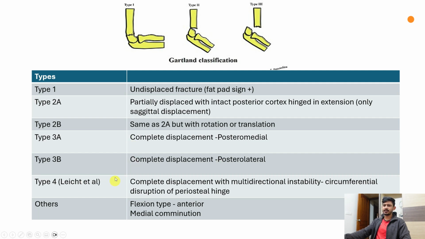So that usually reduces an extension type fracture. But what happens in a type 4 is, whether you flex the elbow or extend the elbow in an attempt to reduce, there will be instability. So even if you flex the elbow in order to reduce it, the fragment will go into extension. And if you extend the elbow, the fragment will go into flexion. So that's what I mean by type 4, complete displacement with multi-directional instability. And others, there's another subtype with medial comminution, and I've added the flexion type, which also falls under type 3, by the way, because it's completely displaced.